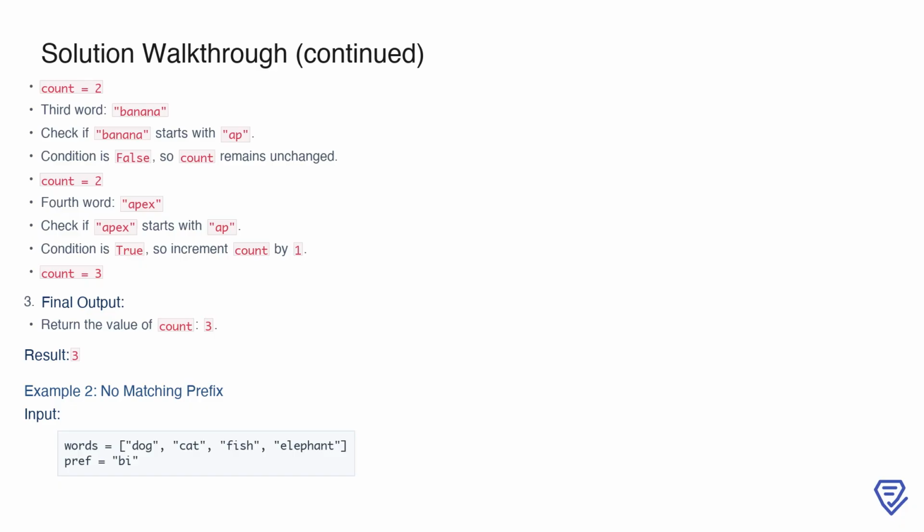At this point, we have finished iterating through all the words in the list. To conclude this example, we return the value of count, which is 3. This means there are 3 words in the list that start with the prefix ap.